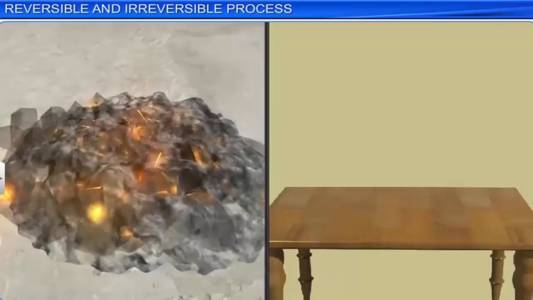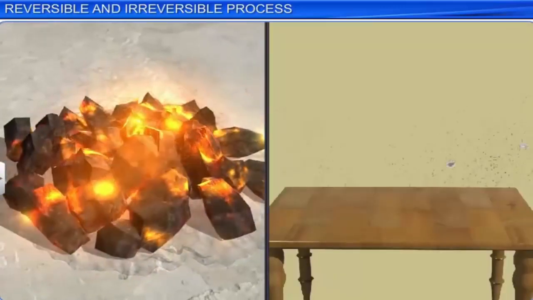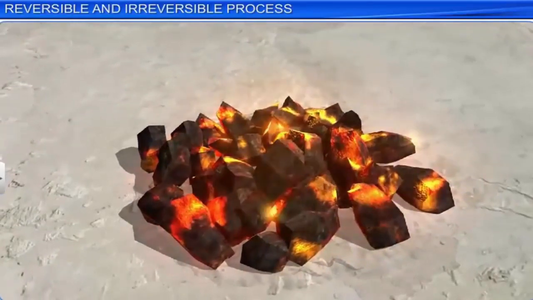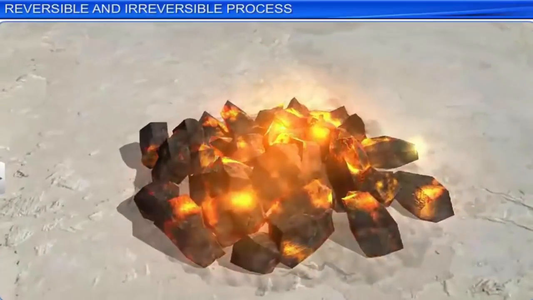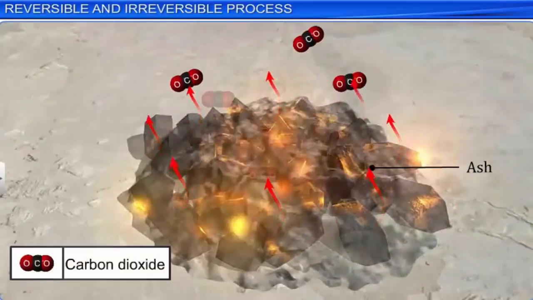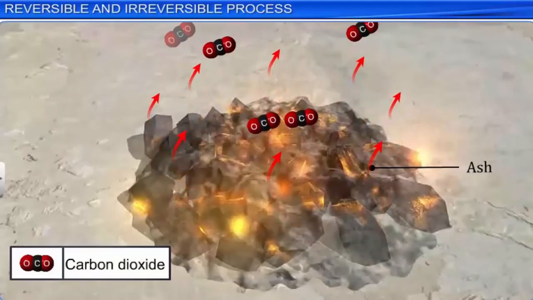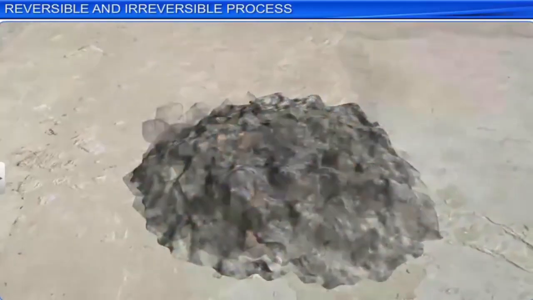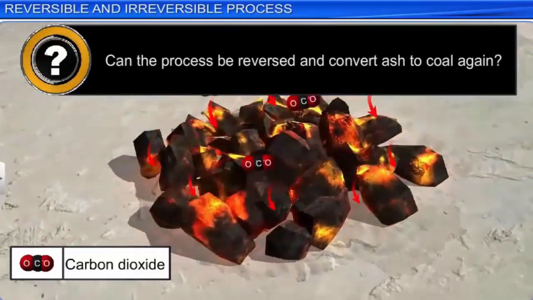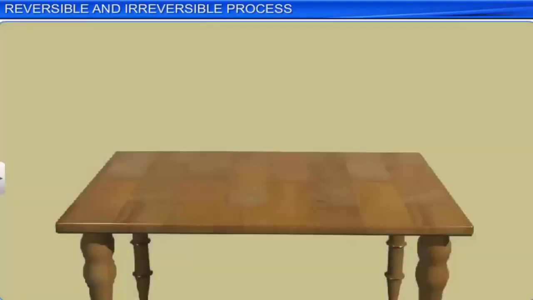But many natural processes are not reversible. For example, when coal is burnt, it converts to ash and carbon dioxide and in the process releases some heat. Can the process be reversed and convert ash to coal again? We observe accumulation of dust everywhere in our houses. Can the accumulated dust on its own fly away and make the house clean?